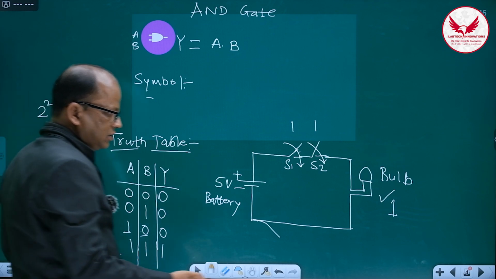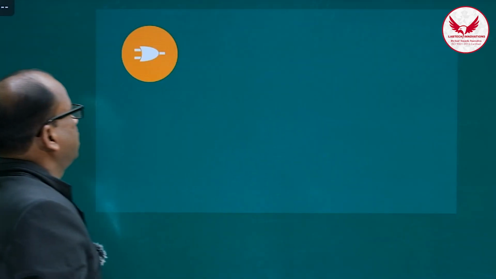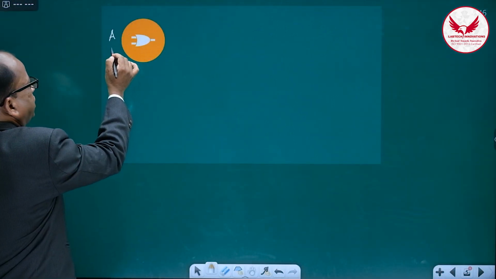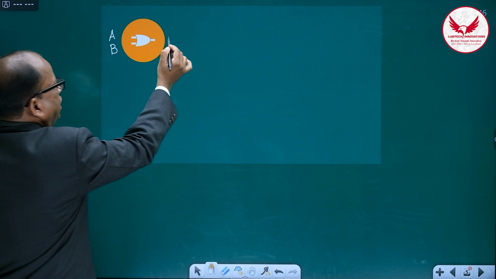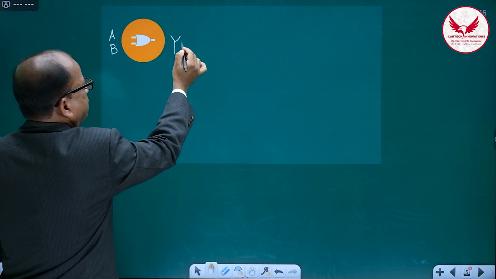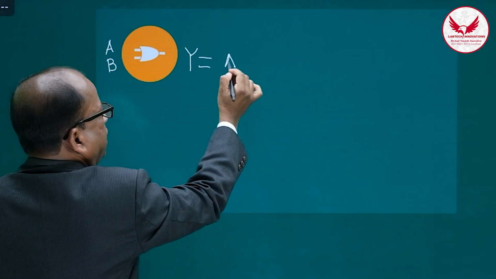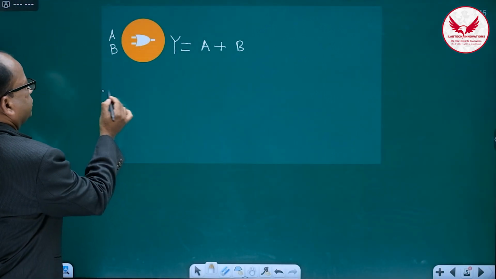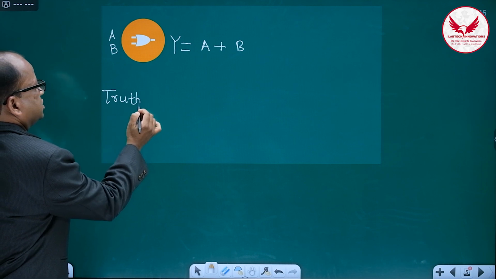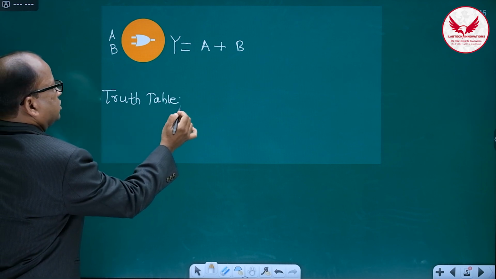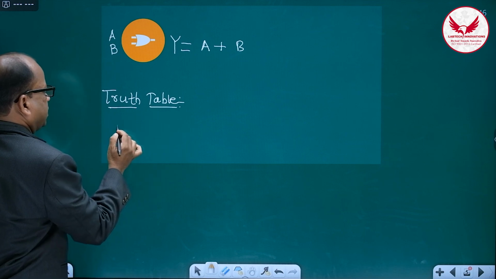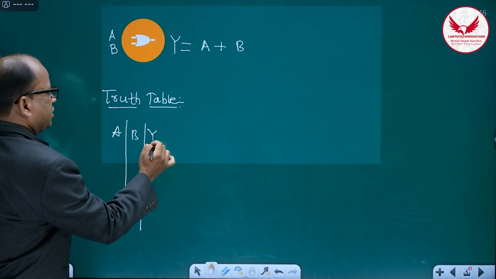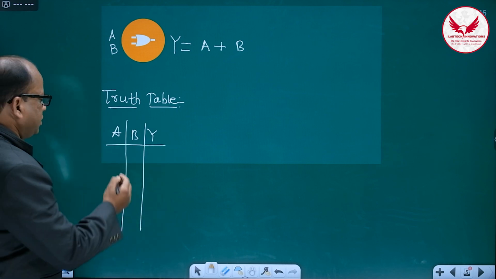Now we shall see the next gate, that is OR gate. In this case also, we'll apply the first input A, second input is B, and output is Y. Here the expression is A plus B. Then the truth table of the OR gate is like this, that is again A input, B input, and Y is the output, right?